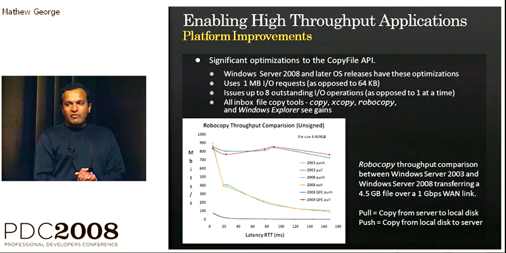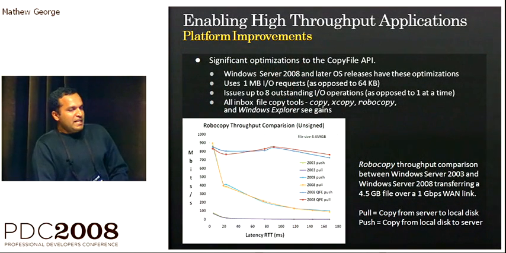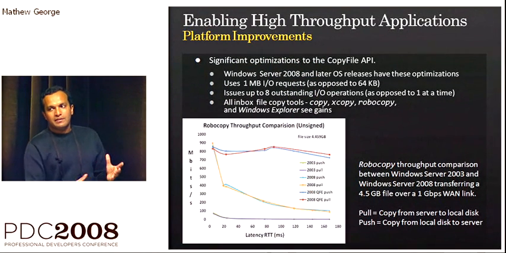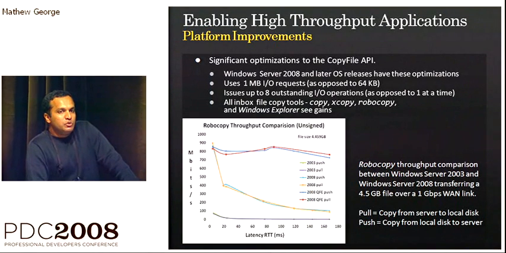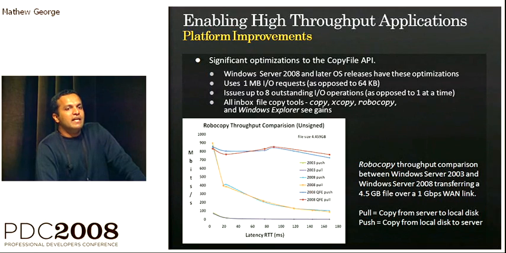Now, I talked about the copy file API. This is one of the key APIs which a lot of applications as well as tools use, and this is used to transfer data. We have made huge changes to the copy file API, starting with Windows Vista, and then it was refined in SP1, and there are more changes upcoming for Windows 7.